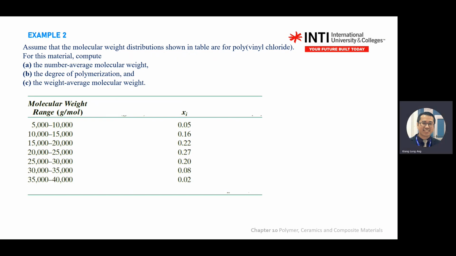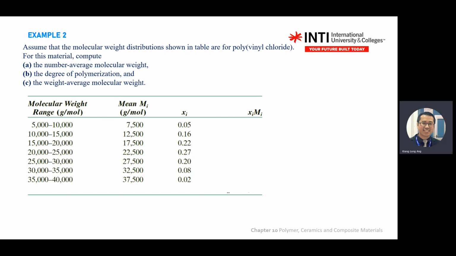So you take the range, then you copy the X number. You calculate the mean first. If you're given a range, you try to calculate the mean of the molecule weight range. To calculate the mean, you take the minimum plus the maximum divided by 2. So the first one, you get 15,000 divided by 2, you get 7,500. So on, you do the same for the rest.